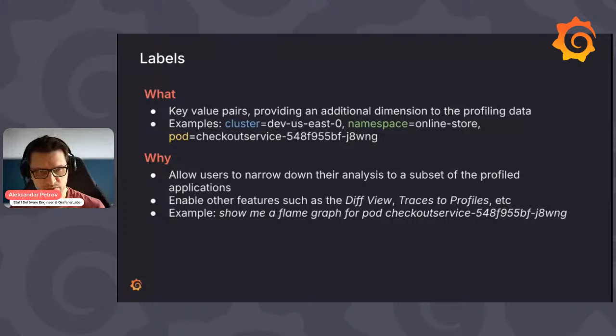Why do we need labels? Well, typically we profile a lot of applications, and even the same application will be deployed in different regions and different environments, and we'll have different replicas, and they will run on different machine types. So we use labels to narrow down the analysis of the profiling data to a subset of the applications that we profiled. But labels also enable other features, such as the Diff view that we're going to talk about later, but also traces to profiles and others.